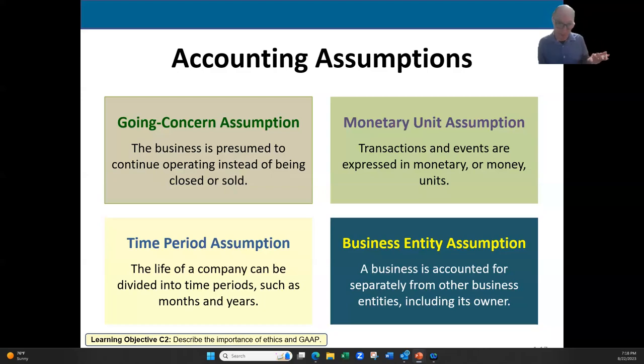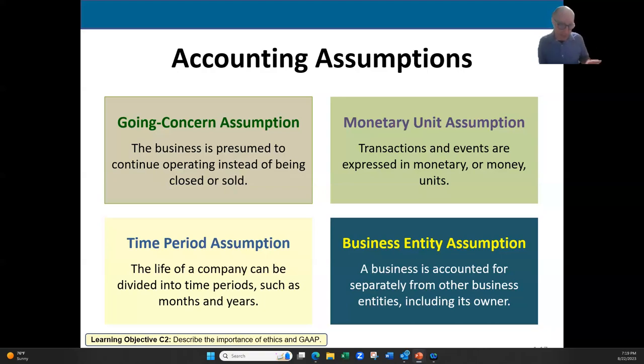The monetary unit assumption is the type of money it's using. British pound, American dollar, Canadian dollar, the peso, the euro, etc. A lot more, right? The time period assumption, is it a day, a month, a quarter, half a year, or a year? That's the time period when the matching principle goes into effect.